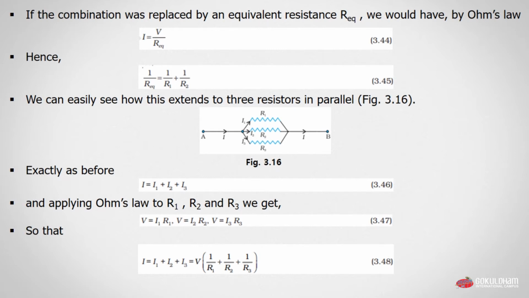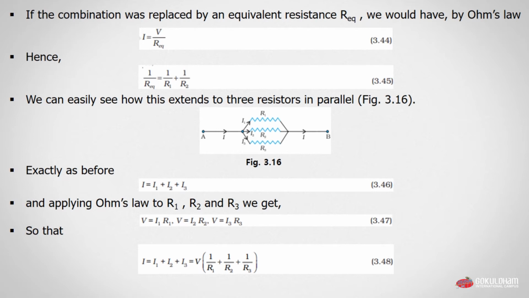So if the combination was replaced by equivalent resistance, then we get the equation I is equal to V by Req, instead of V by R1 and R2, and this is our equation 3.44. Hence we can say that 1 by Req is equal to 1 by R1 plus 1 by R2, which is our equation 3.45.